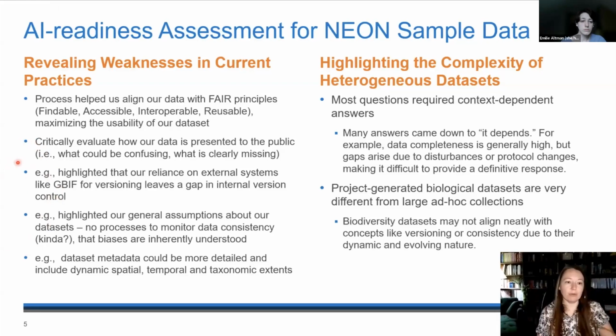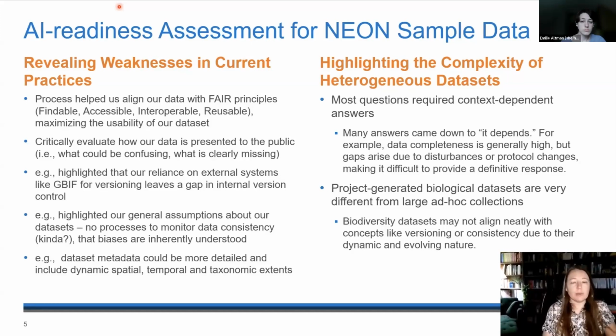So for instance, we heavily rely on external systems like GBIF, which is a biodiversity aggregator, for our versioning, which creates gaps in our own internal version control. Similarly, the assessment highlighted that many of our assumptions about the data sets are undocumented. So for example, it might be generally understood that there are biases in the people identifying the species, right? We are a very big project. We've got multiple people doing those identifications, and there's a bias there. But that's not something that's explicitly described anywhere. It's just kind of assumed that you know that.